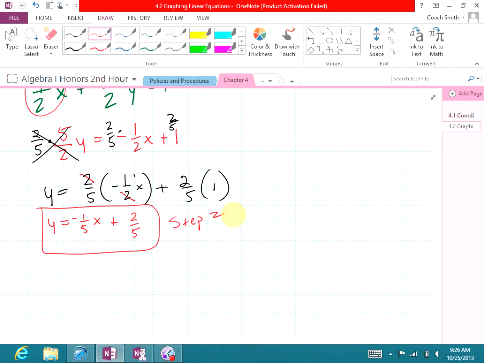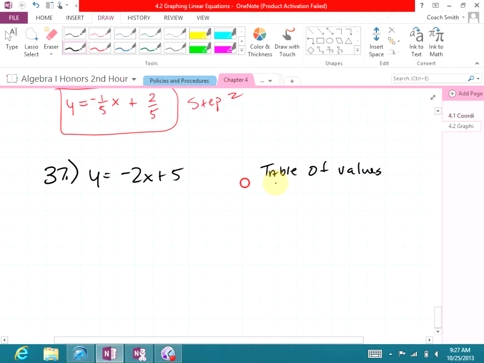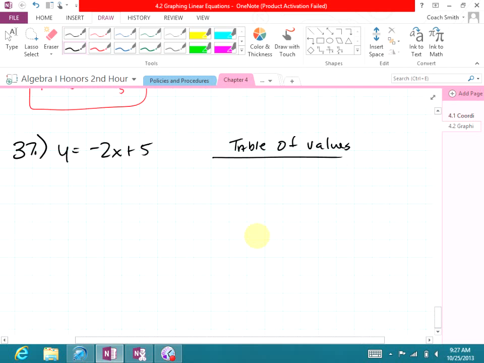Now, let's look at 37. Number 37 gives us y is equal to negative 2x plus 5. So is that already in function form? Yeah, it's already in function form. So I don't have to do step 1 or 2 because it's already there. All I've got to do is come up with a table of values. That's all I have to do for this problem.